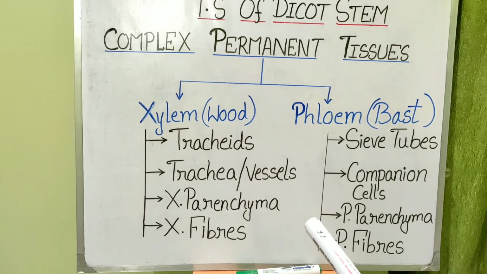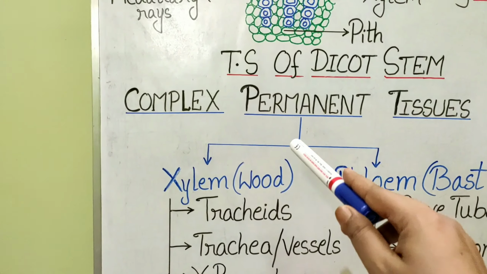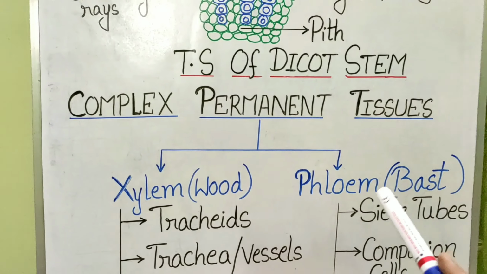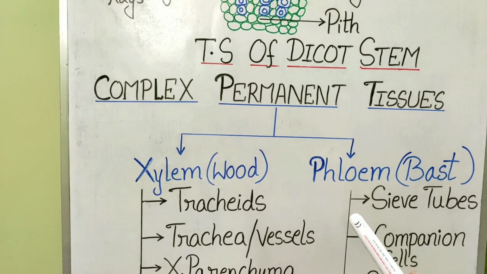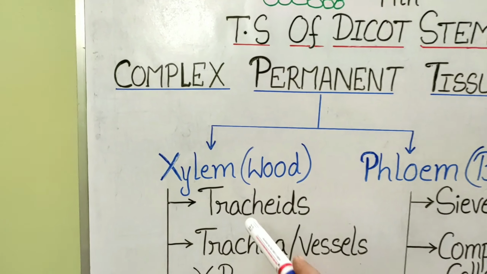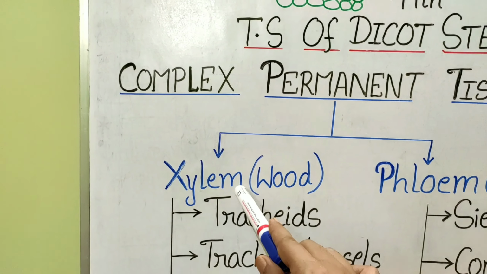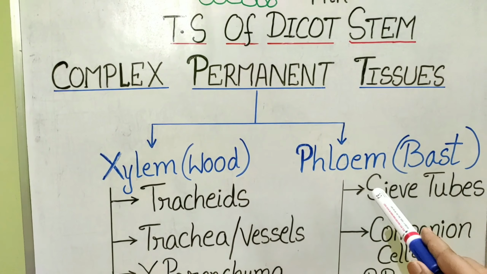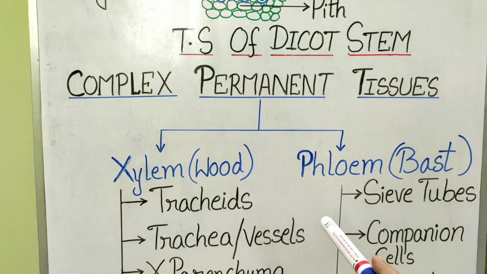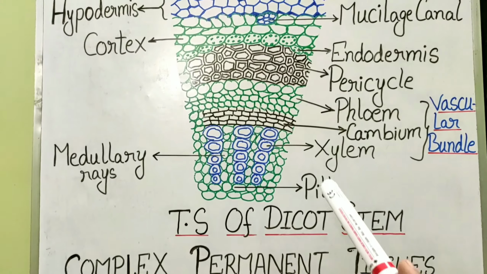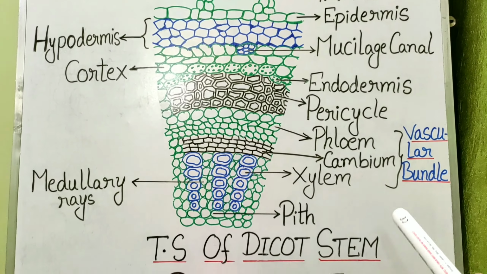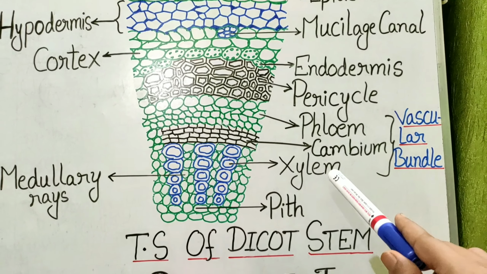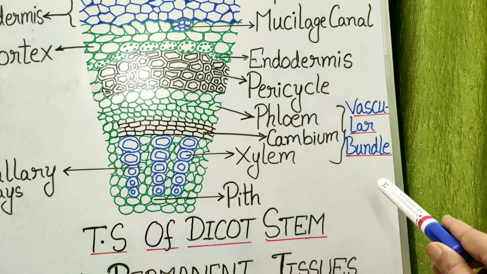Along with the mechanical support, because the primary function of permanent tissues is mechanical support, they help in the conduction. Conduction of what? In case of the xylem, conduction of water and minerals, and in case of phloem, conduction of food substances. Now we have just seen in case of the TS of a dicot stem that the phloem, the cambium and the xylem together is known as vascular bundle.